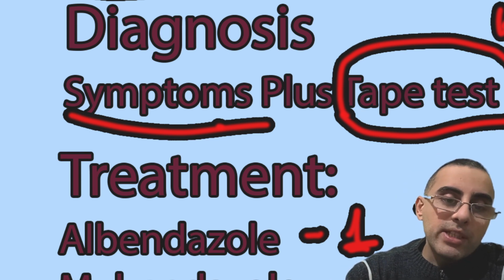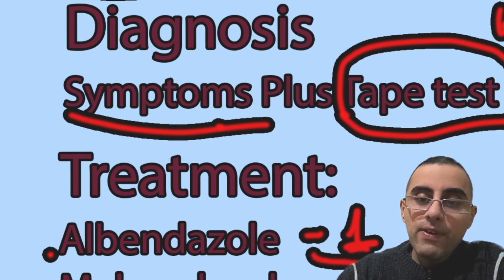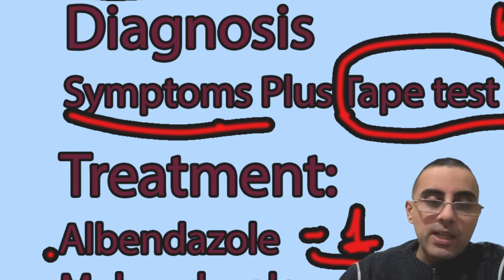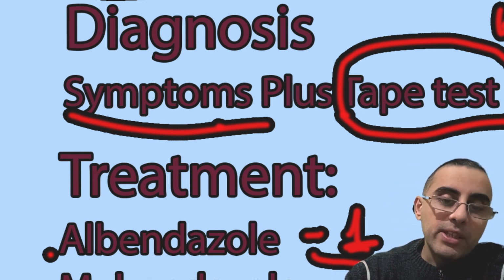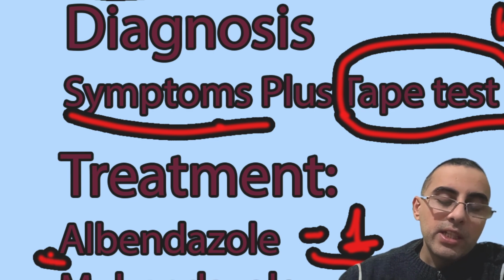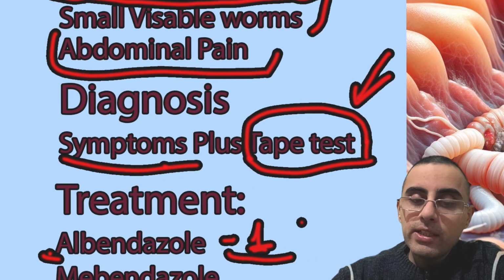So albendazole is 1 single dose or 2 doses, one at first and the second dose after 2 weeks. The same regimen applies to mebendazole also. Usually albendazole is the first line treatment, or mebendazole, and this treatment is highly effective.